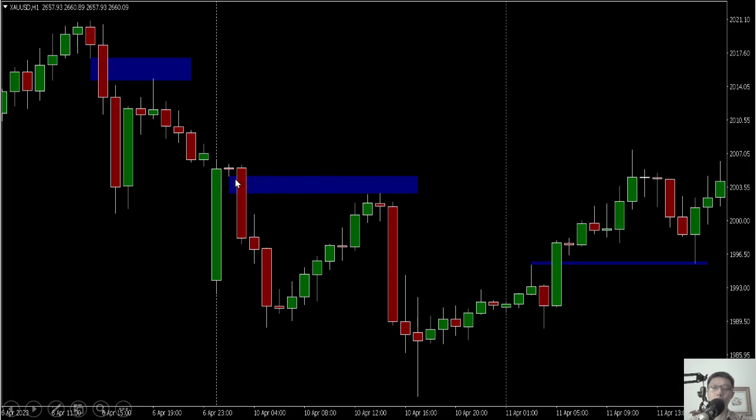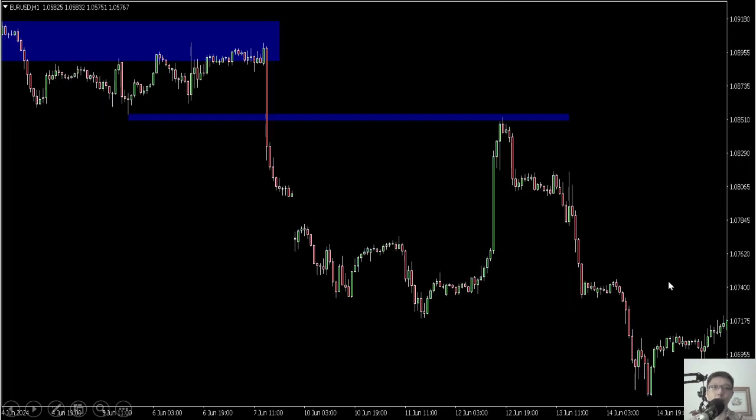So this gap is a fill gap resistance. Here, after this big bullish candle, it makes a gap too, because this high didn't touch this low. See, it didn't touch. So this is a very strong level too. You have to be aware of this fill gap support resistance.